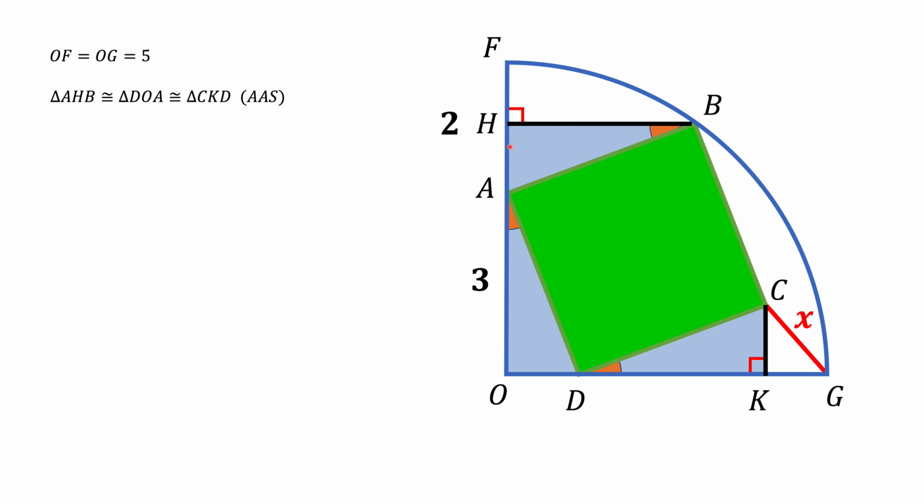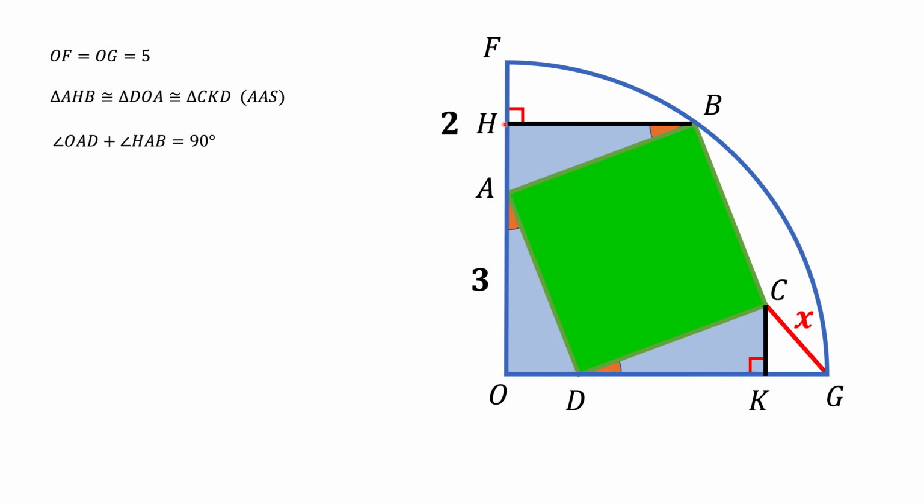First of all, notice that HAO is 180 degrees. 90 degrees out of this 180 is taken by the square, and the other 90 degrees is shared between this orange angle A and this angle HAB.